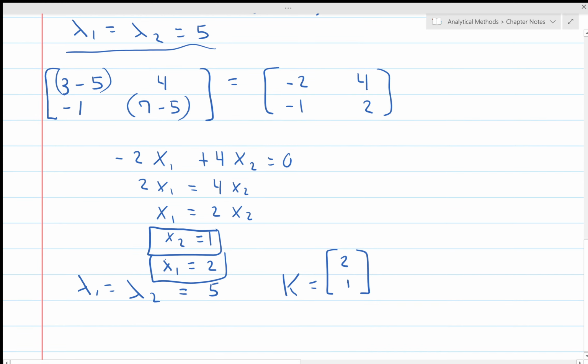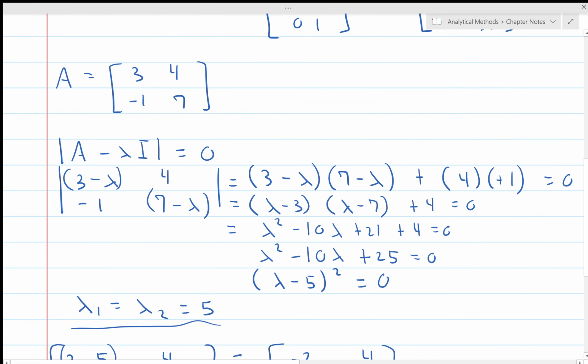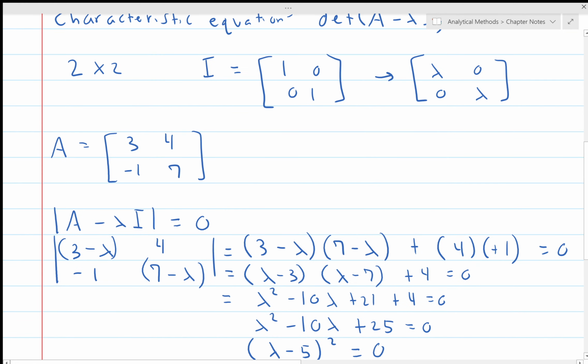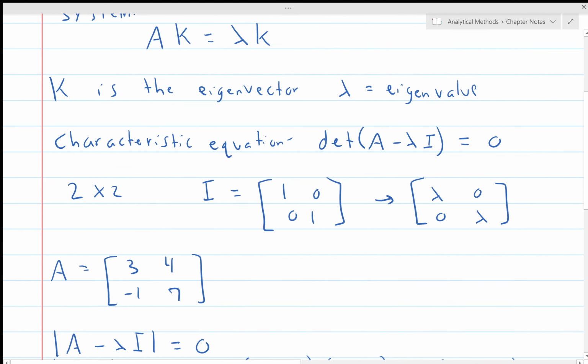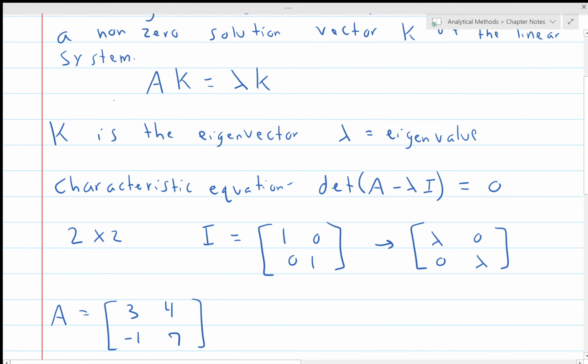So let's jump back to what we had, AK is equal to lambda K. Let's check that out.